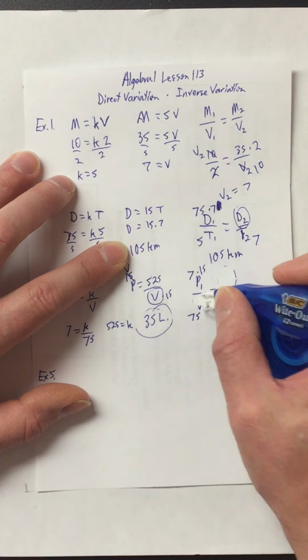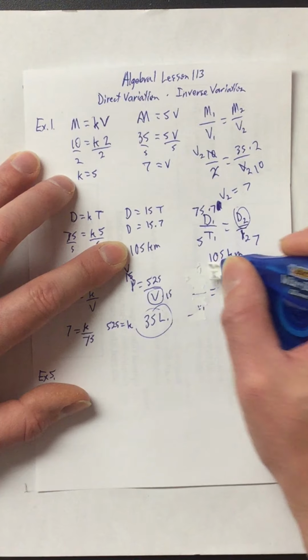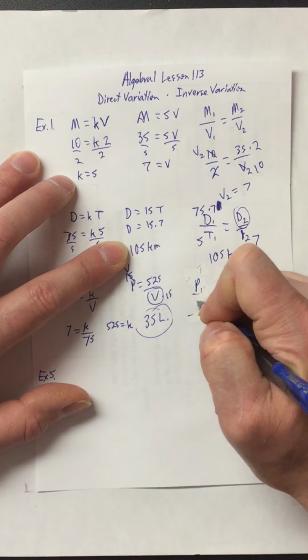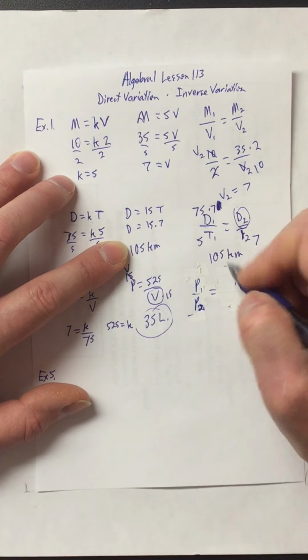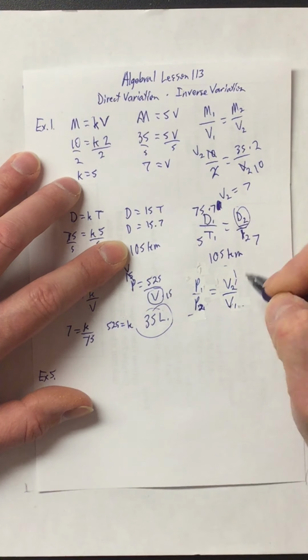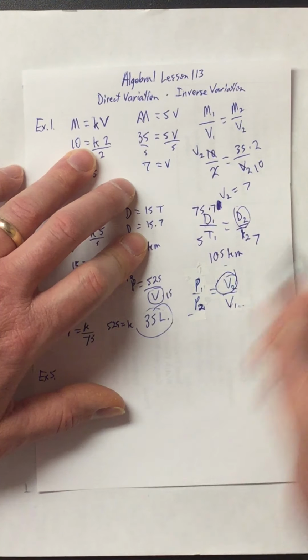Back to the drawing board here. All right, don't do it that way. It is pressure 1 over pressure 2 equals, and then we've got to flip their volumes. We'll do volume 2 over volume 1. All right, let's try that.